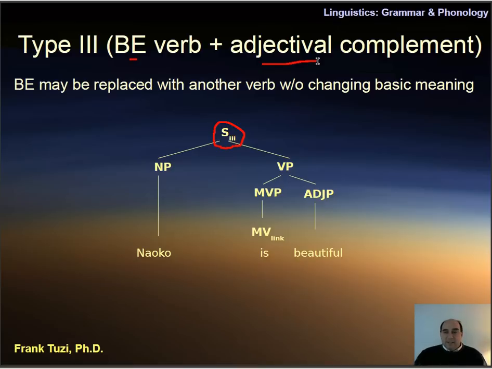The subject. Okay. So we have verb phrase, main verb. And notice that this is linking, right? And then we have some form of adjective. All right? Hope this is understandable. If you have any questions, please ask. Okay, this is type 3.